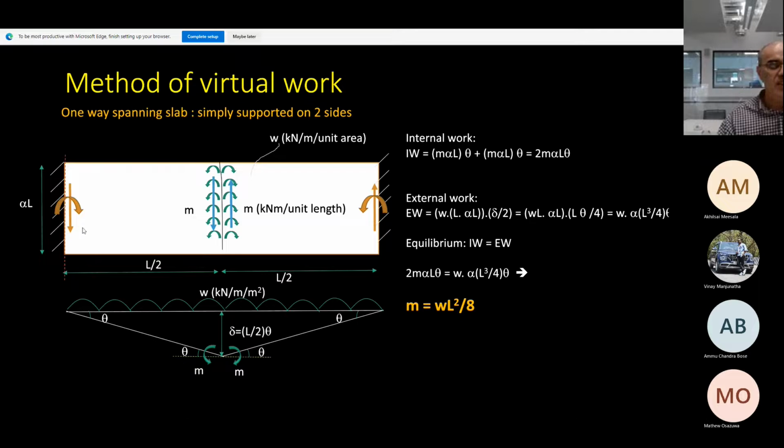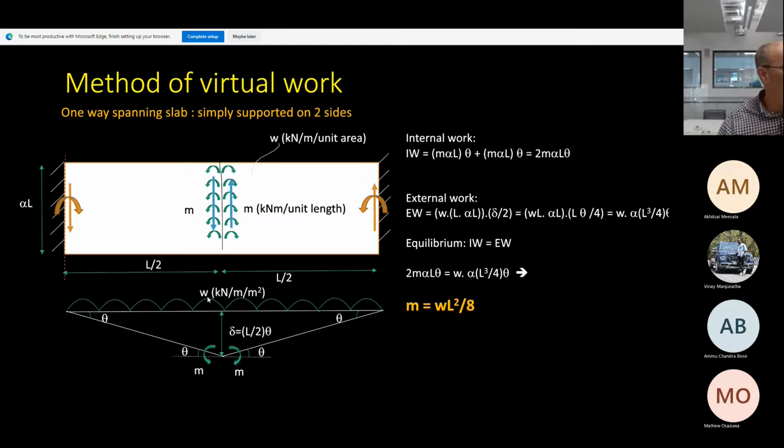What are these rotations here? These arrows are representing the rotation. Okay, they are not moments. They are just rotations. Now, so this is the slab. If I take a strip of the slab, we have a slab which is simply supported. It's like a beam, basically, simply supported.